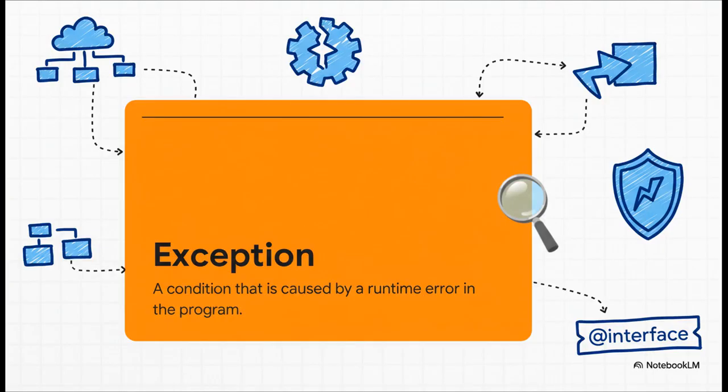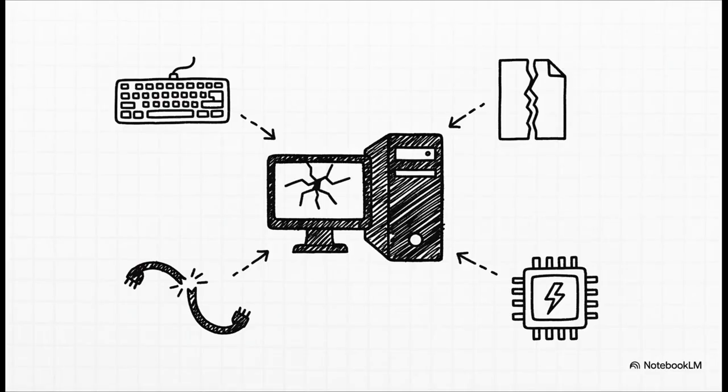An exception is just a condition that's caused by an error while your program is running. Think of it as your program throwing up its hands and waving a red flag, saying, hey, something just happened that I was not expecting. And these errors can pop up from anywhere, right? It could be a user typing in nonsense. It could be a file that your program needs, but it's just gone. Maybe the network connection drops in the middle of a download, or a piece of hardware just fails. These are all real-world problems our code needs to be ready for.